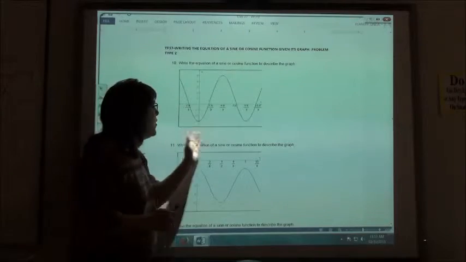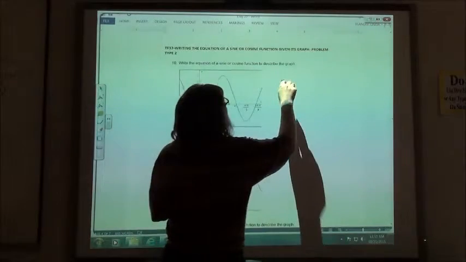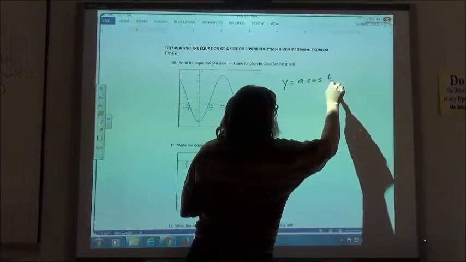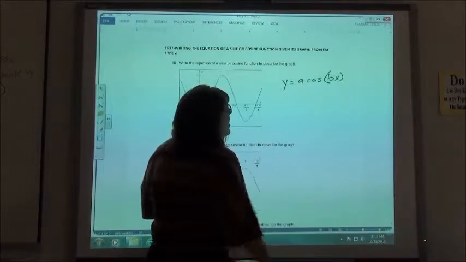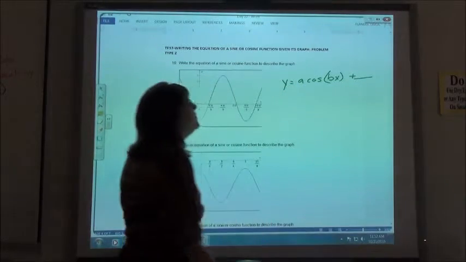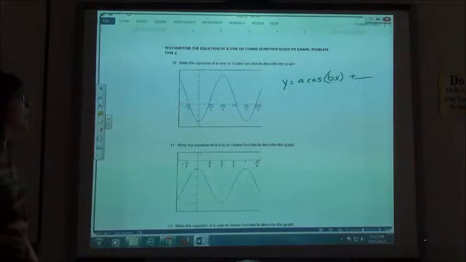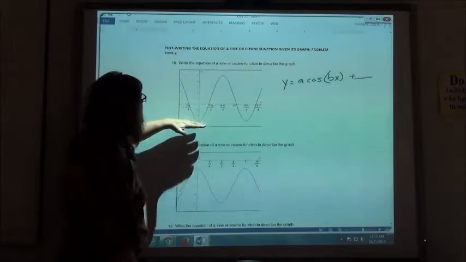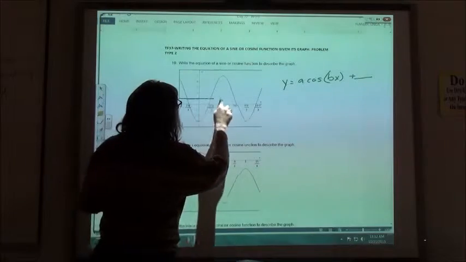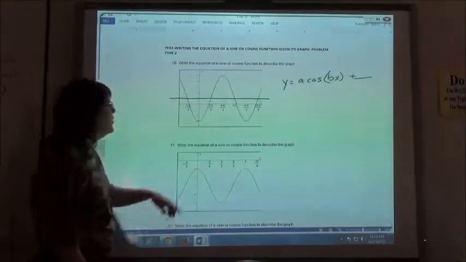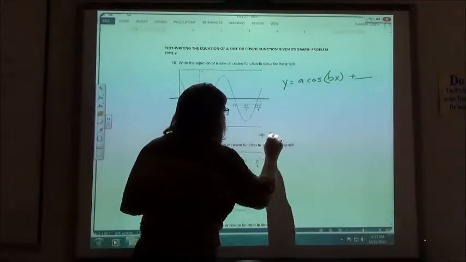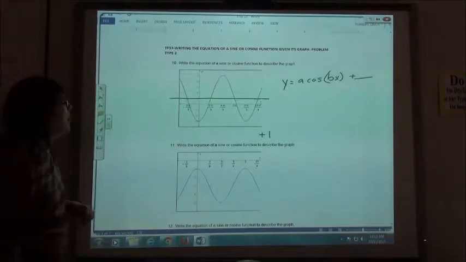We're going to start these ones just like we did the previous ones, where we were putting them in the form of either sine or cosine of bx, but this time we're going to have a plus or a minus value here on the end because my graph is going to shift up or down. So what I want to do first of all is figure out where the middle of my graph is. So if I cut this in half, the middle is right here. So instead of being at 0, it's shifted up 1. So I know that I'm going to have a plus 1 on the end of my graph.